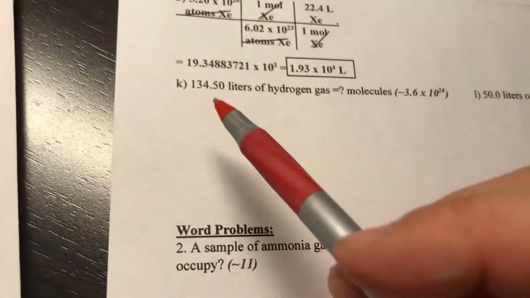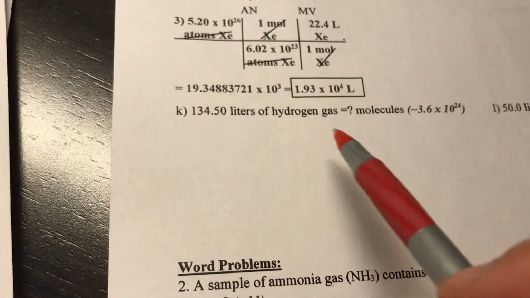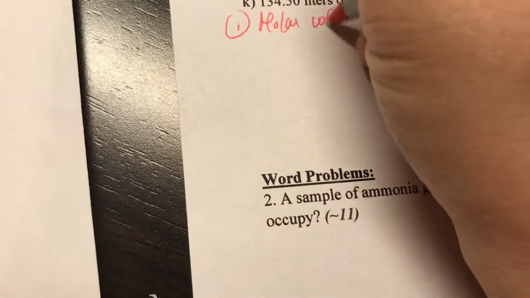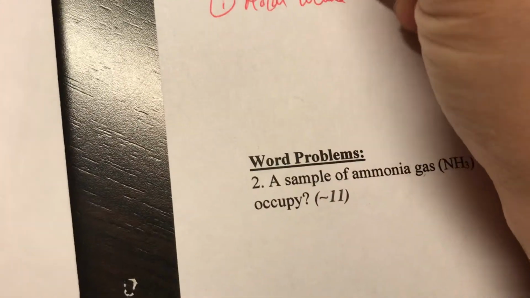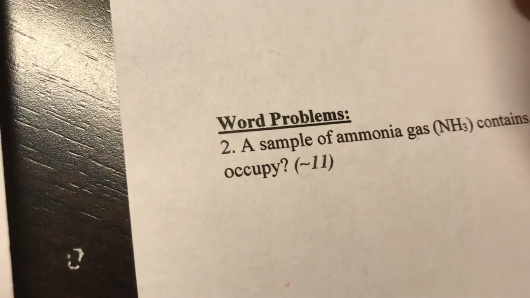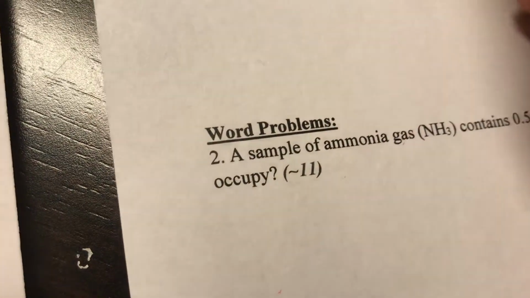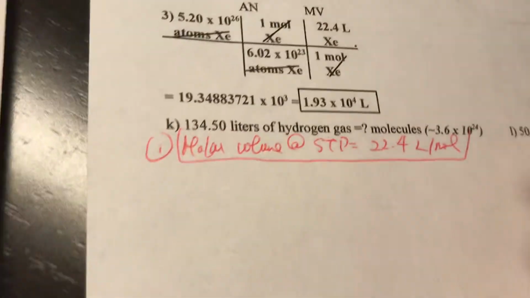So let's just do one question. It is 134.5 liters of hydrogen gas to how many molecules? So I'm going to write down molar volume at STP is 22.4 liters per mole. Okay, so that's step 1.